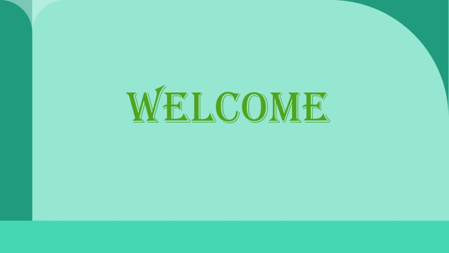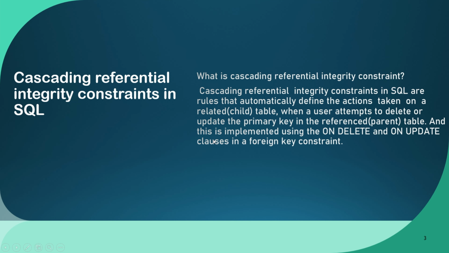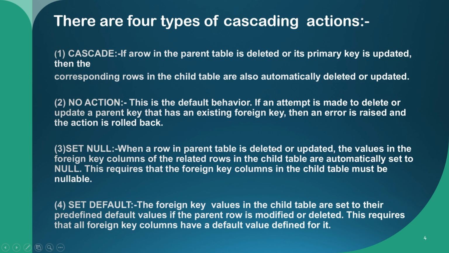Hey guys, I'm Vijaya. So today in this session we are going to learn about cascading referential integrity constraints in SQL. Cascading referential integrity constraints in SQL are rules that automatically define the actions taken on the related table, that means the child table, when a user attempts to delete or update the primary key in the referenced table, that means the parent table, and that is implemented using the ON DELETE and ON UPDATE clauses in a foreign key constraint.